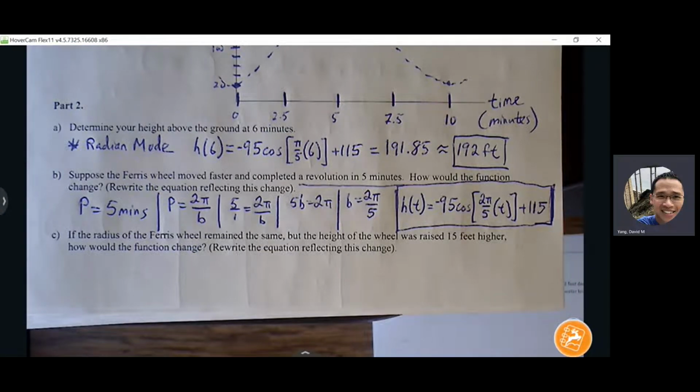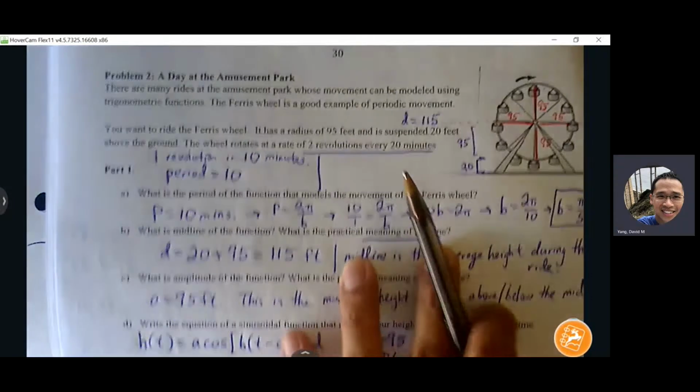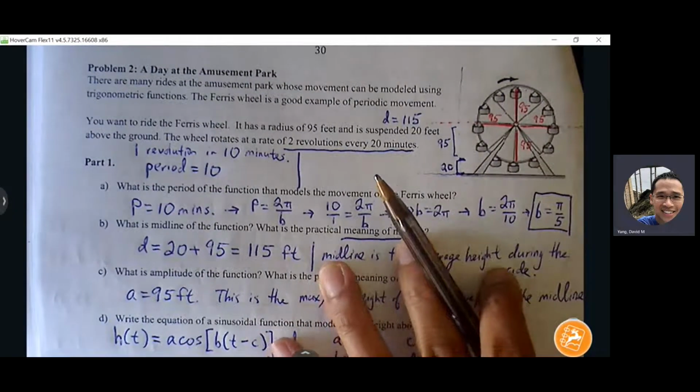Okay, part C. If the radius of the Ferris wheel remained the same, so let's say the radius is still 95, but the height of the wheel was raised 15 feet higher, how would the function change? So basically, the Ferris wheel is moved up 15 feet higher. What would that affect, or how would it affect your equation?